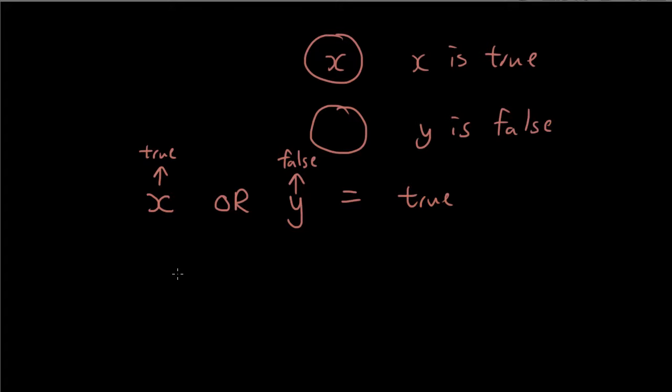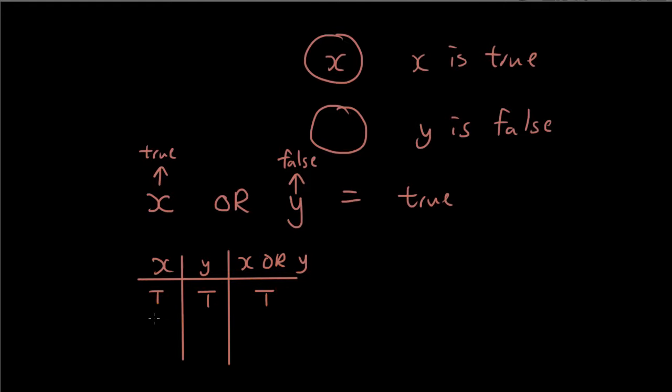So let me write that out in a truth table. I've got x, and y, and x or y. If x is true and y is true, then x or y is true. If x is true, y is false, then x or y is true. If x is false, y is true, x or y is true. If they're both false, then x or y is false. So the only time x or y is false is when they're both false. Otherwise, if one of them is true or if both of them are true, then x or y is true.